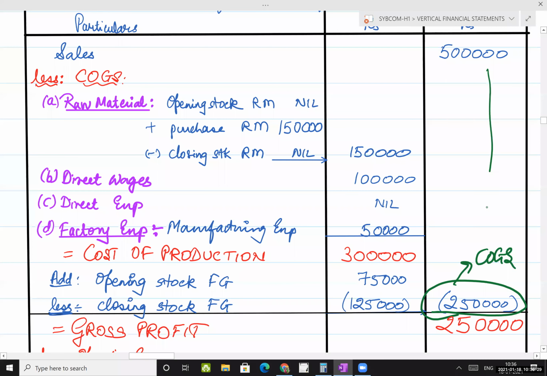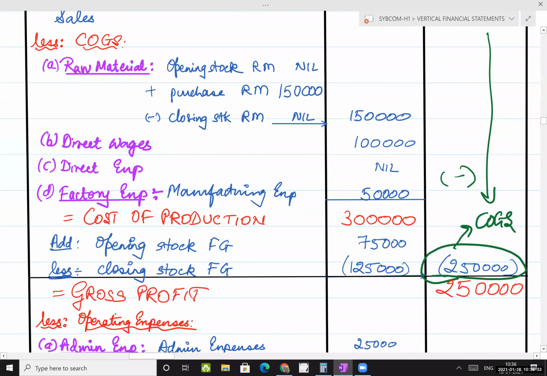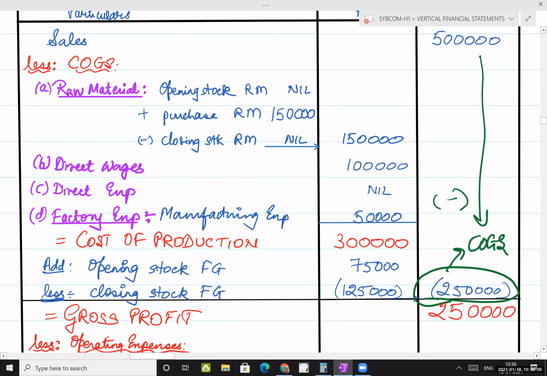And then we know sales minus COGS is gross profit. So 5 lakhs minus 2,50,000 is 2,50,000. That's my gross profit. Am I clear till gross profit to everyone? Did everyone understand up to here?